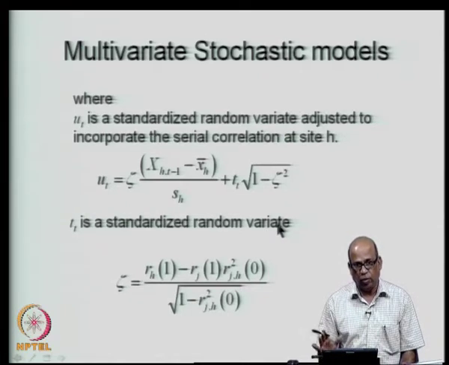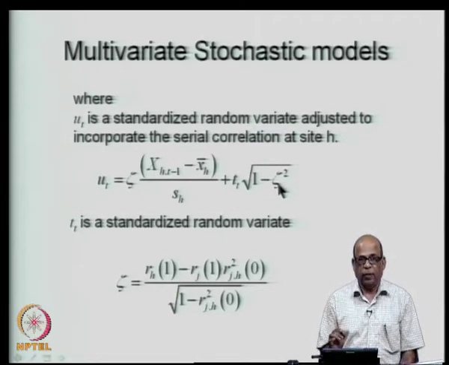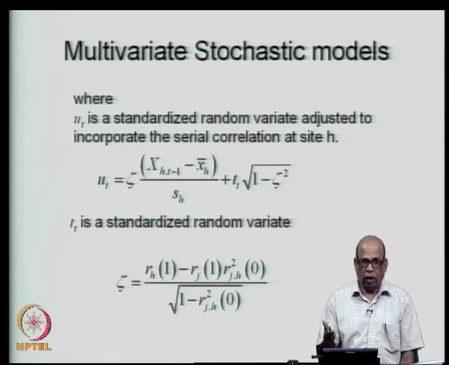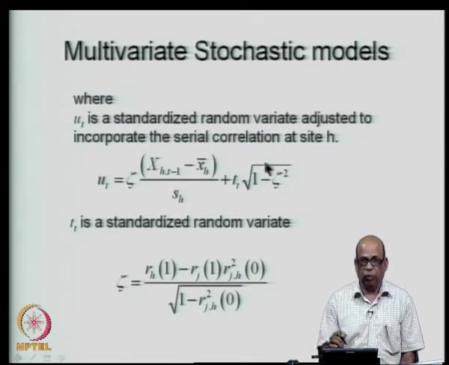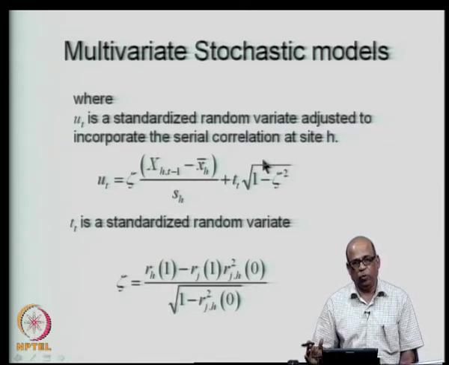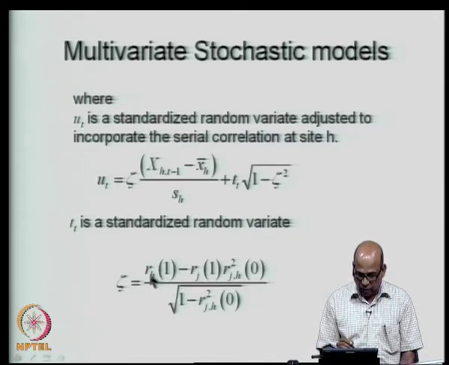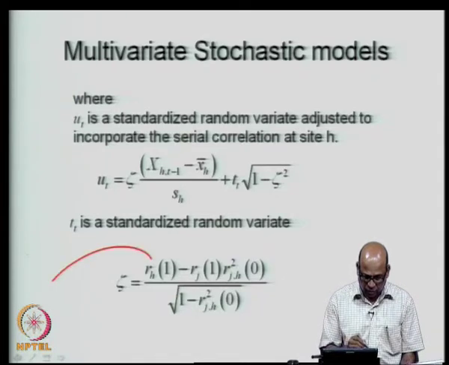Remember, we are still not talking about normal variates, it is just a standardized random variate, and root of 1 minus zeta square. Now, this was developed by Fiering in 1969 and has been discussed in the textbook by Haan. So, we will not go into the details of these, we will just see how to use these expressions. And the zeta is given as R h of 1, this is the serial correlation now. So, when I have only one subscript here, that indicates the serial correlation.